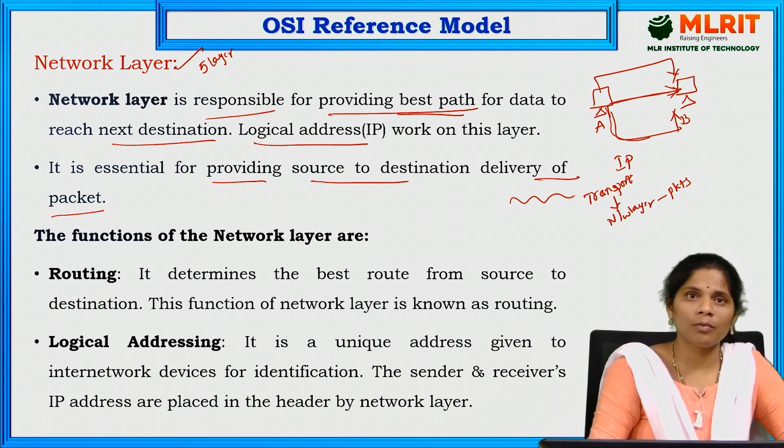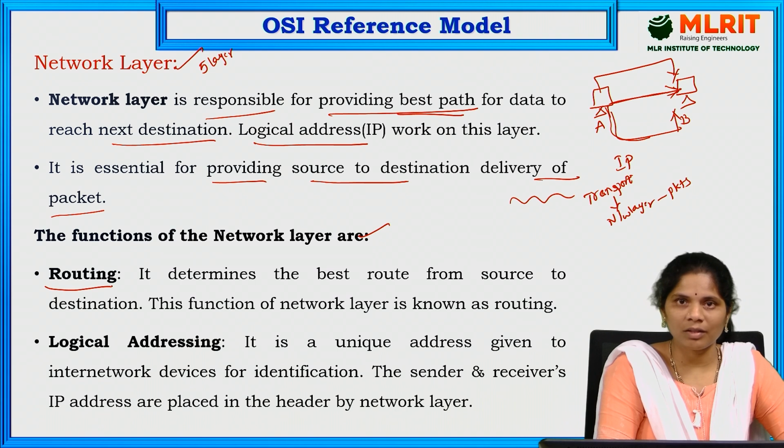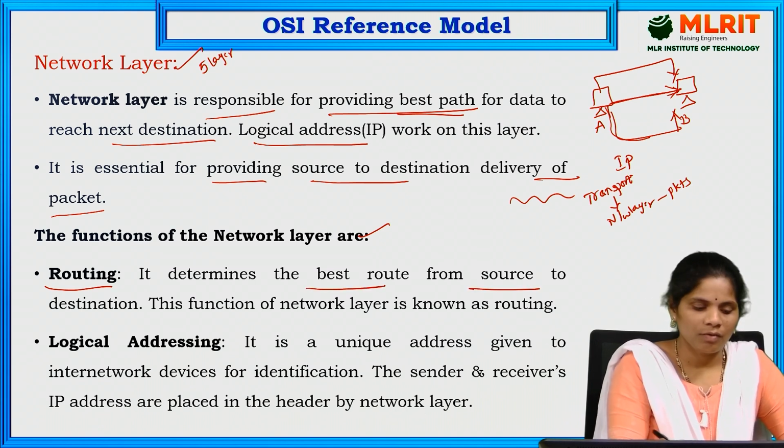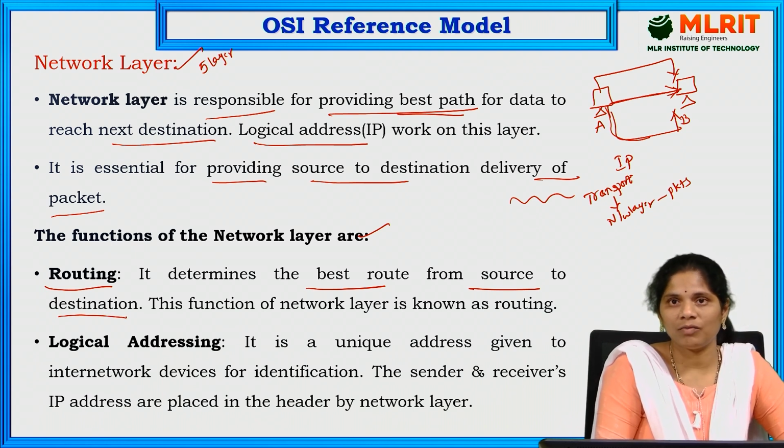The function provided by the network layer is routing. What is routing here? Routing is nothing but selecting the best path, the best route from source to destination. For that, we are going to use different routing algorithms in our network layer topic.